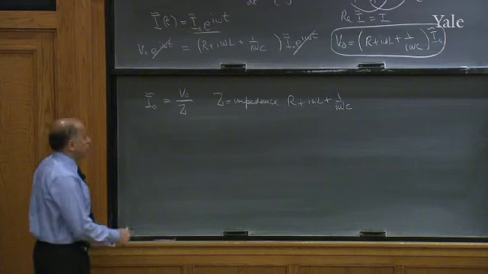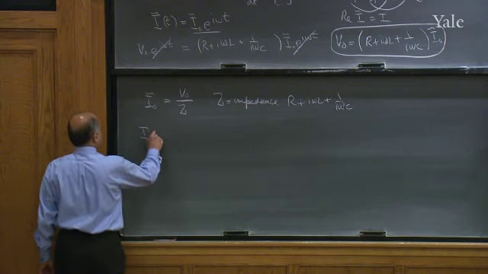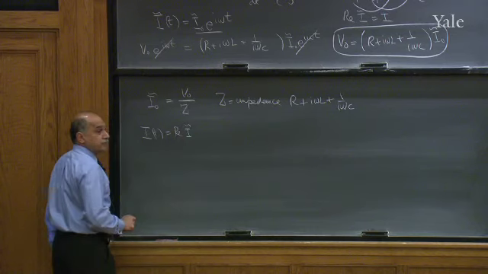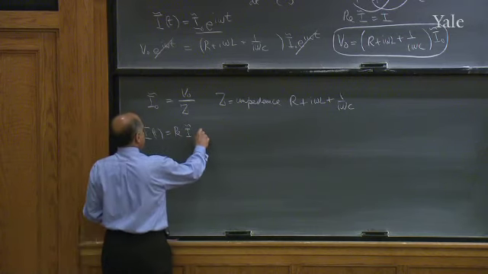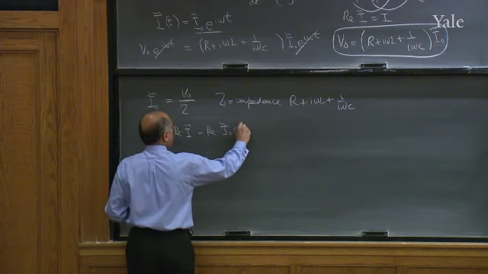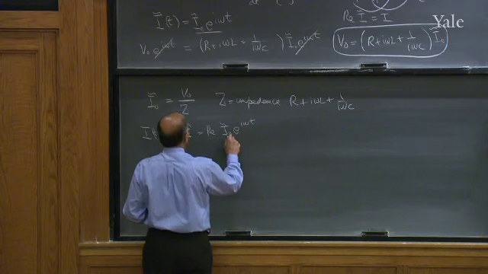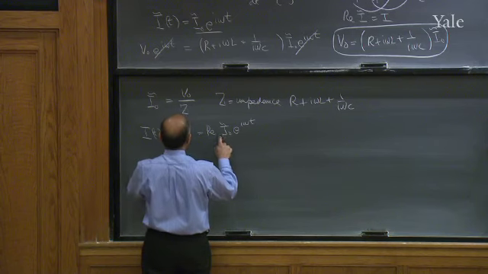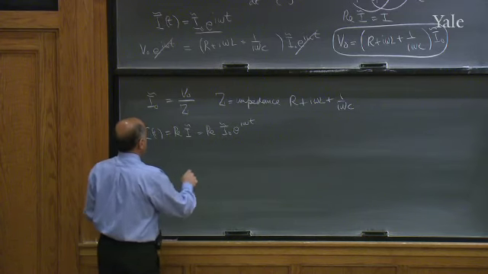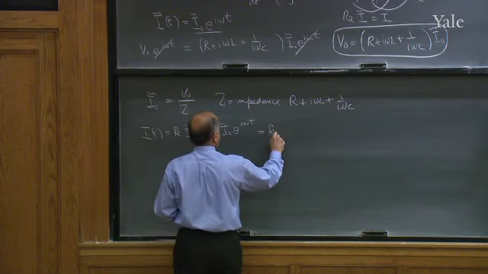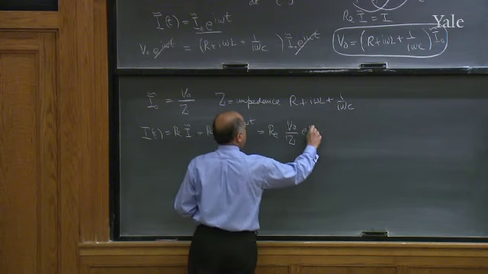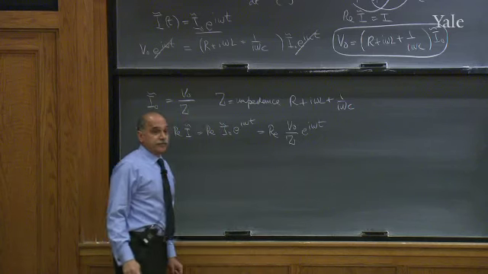What's the current we're supposed to find? The current that I wanted was the real part of I twiddle. That means it's the real part of I twiddle 0 e to the I omega t divided by... sorry, that's correct. That's what I want. And that's going to be then the real part of V0 over Z e to the I omega t.